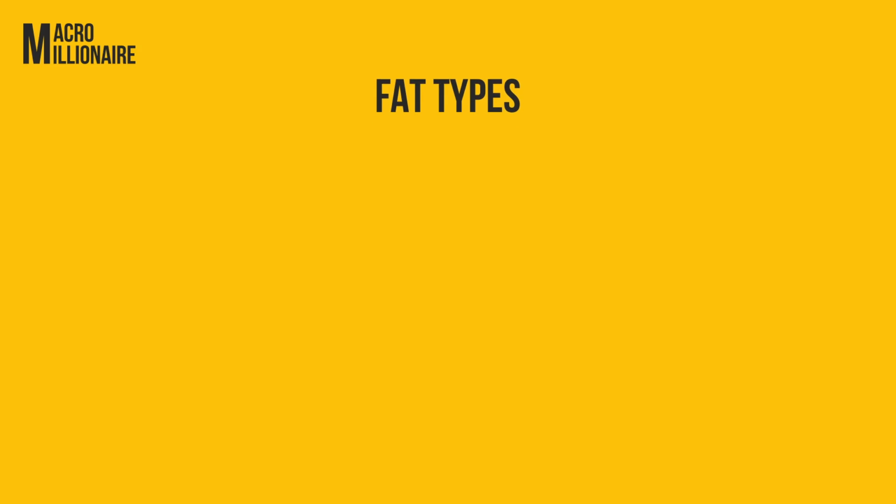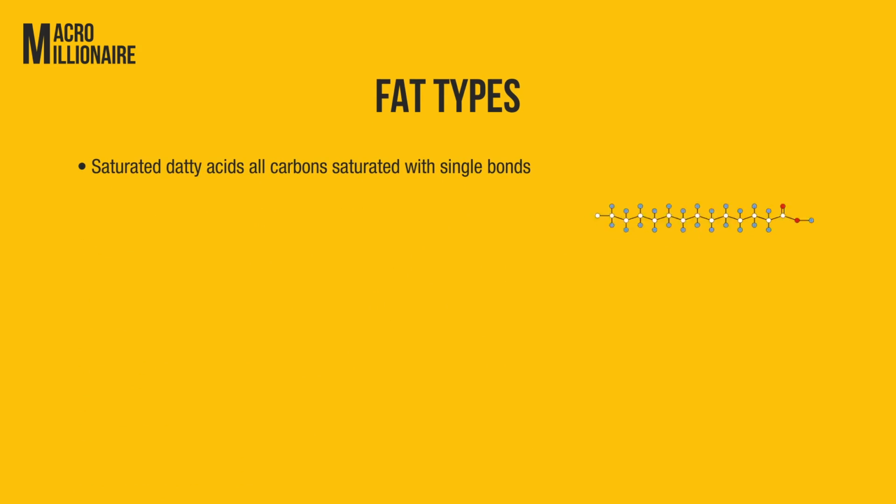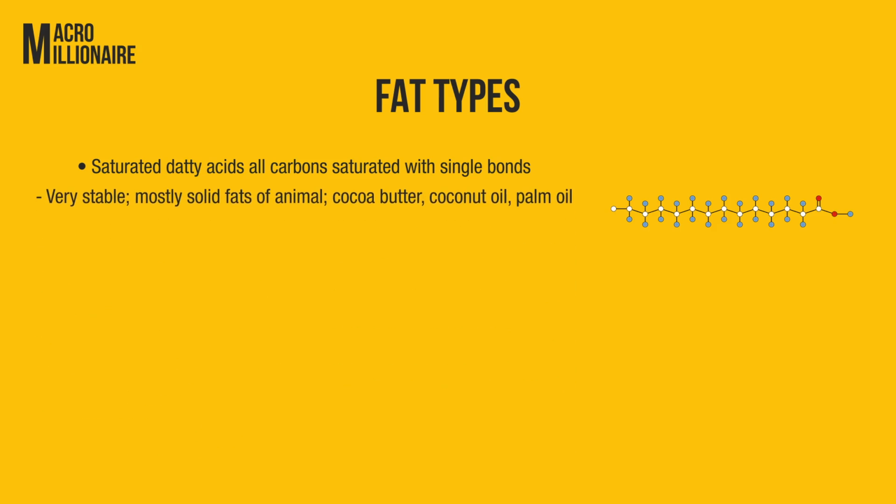Fat types. We have maybe heard of saturated fatty acid. This means that all carbons are saturated with single bonds. So here would be all carbons, and they're all filled in with single bonds of hydrogen. They tend to be very stable and mostly solid at room temperature. Some good examples would be cocoa butter, coconut oil, or palm oil.